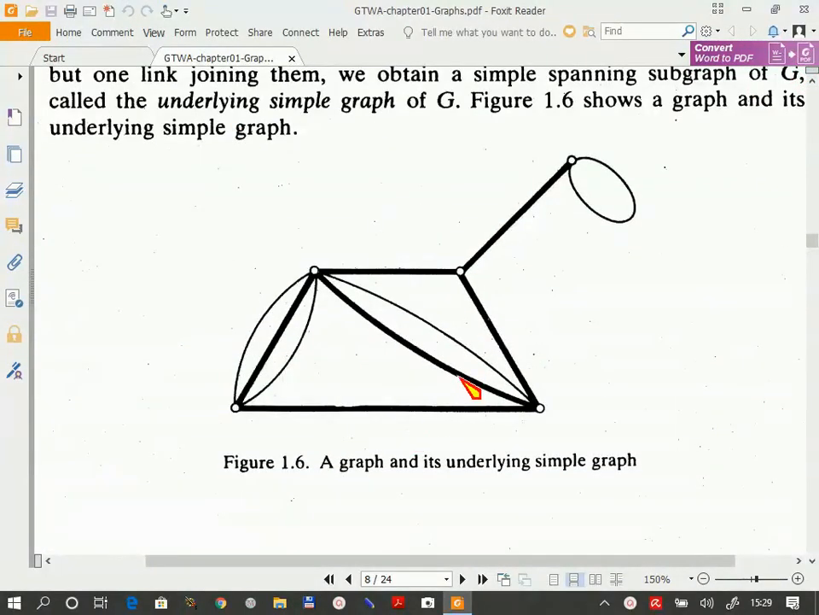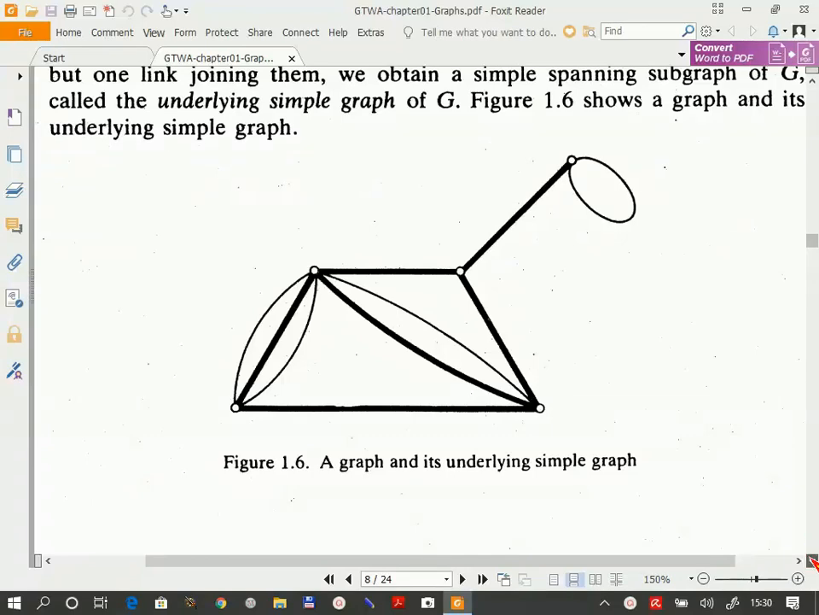In this case, you have here an example. You have a graph which has loops, which has multiple edges. You delete the loop, you delete all multiple edges but one. In this case, you delete one and leave one. You delete two here and leave one, and then these thick lines represent what is called the underlying simple graph of the given graph. Of course, if the graph is already a simple graph, its underlying simple graph is the graph itself. Okay?